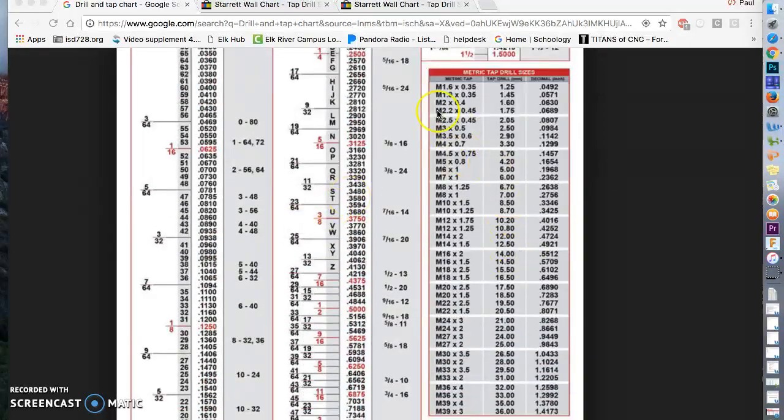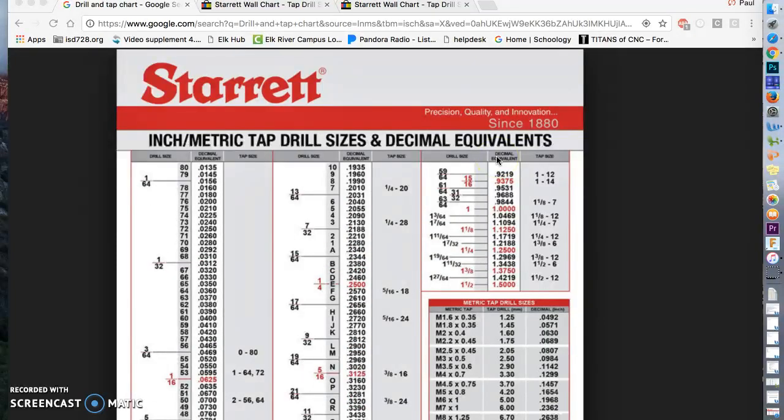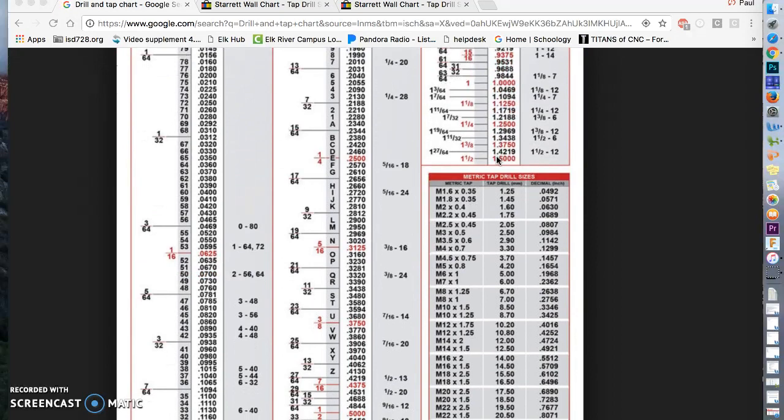Pretty simple. Here's our metric sizes, and it also shares the millimeter size and the decimal size. Pretty easy to use. That's all there is.